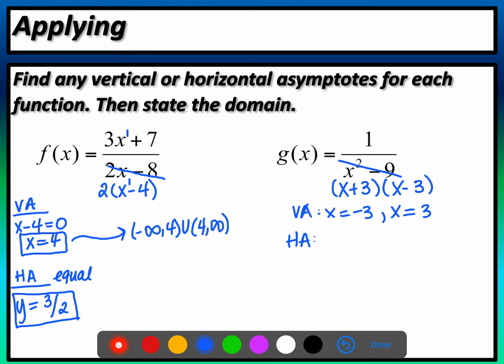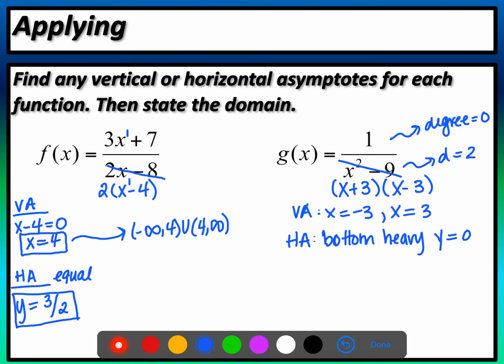Okay, but the horizontal, let's talk about that. So we're going to compare the degree. So the top has a degree of 0, and the degree on the bottom is 2 because it's a squared. Okay, so this is actually bottom heavy, which means that my horizontal asymptote is y equals 0. Okay, bottom heavy is y equals 0.